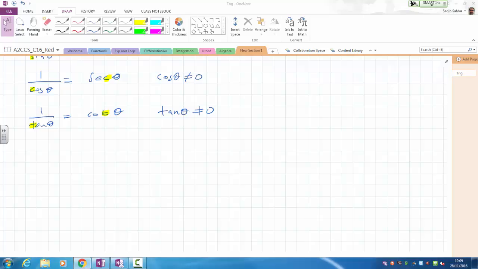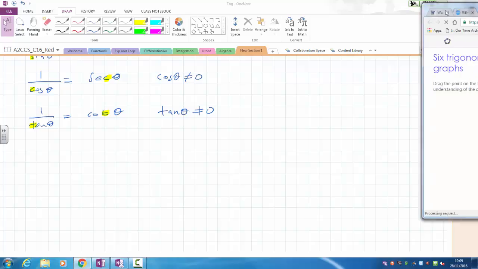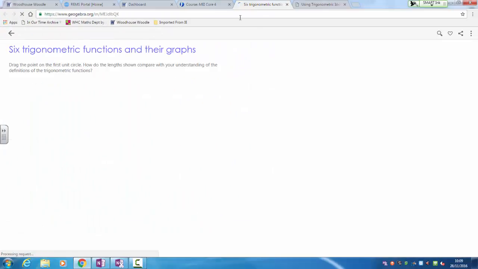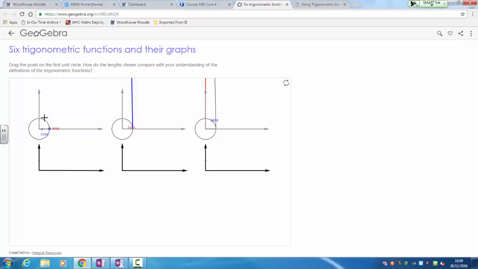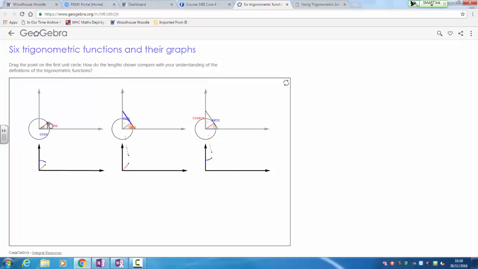Let's look at the relationship between the graphs of cosec, cot and sec. And let's try and see what's happening here. So once this loads up. And what I'm going to do, you might want to watch this. As I turn this around, guys, as I move this point around, I'll move it first to begin with.